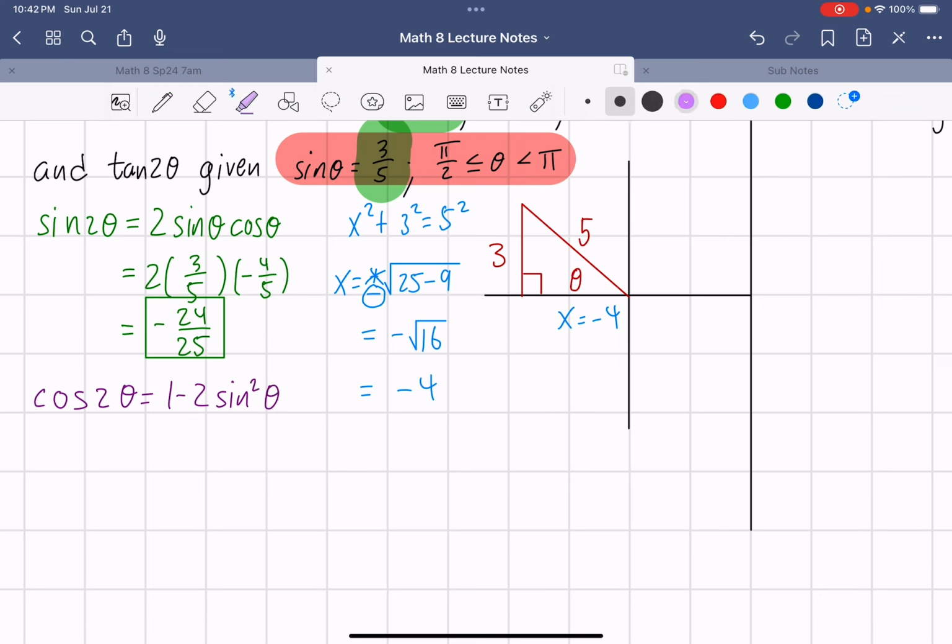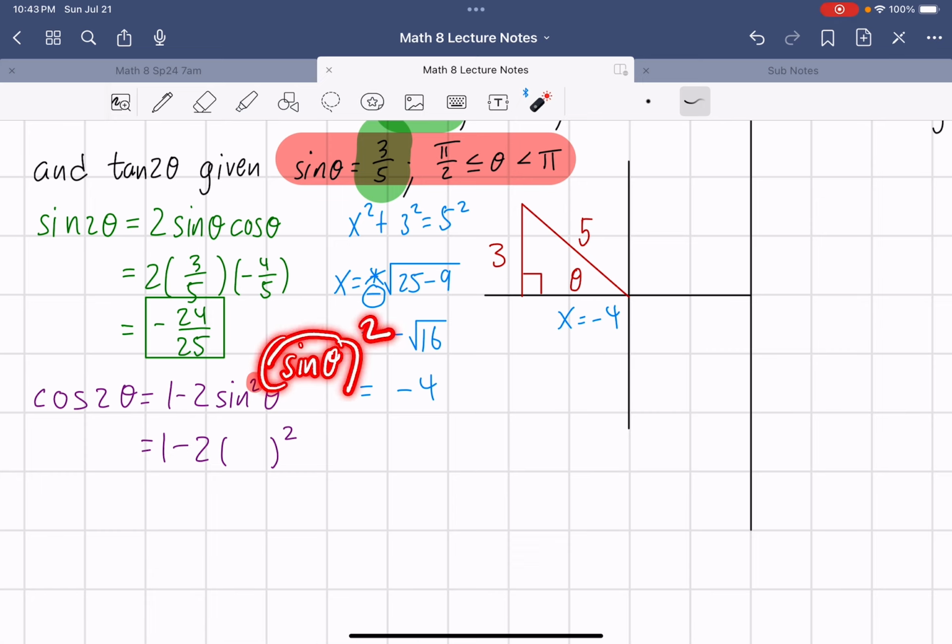And don't forget, I have said before that this 2, even though it does feel like it's part of the function, you can always pull the power out, both of these notations are equivalent to each other, because once I do that, I would have sine theta quantity squared. And once again, we know what sine theta was from the beginning. So it'll be 3/5.